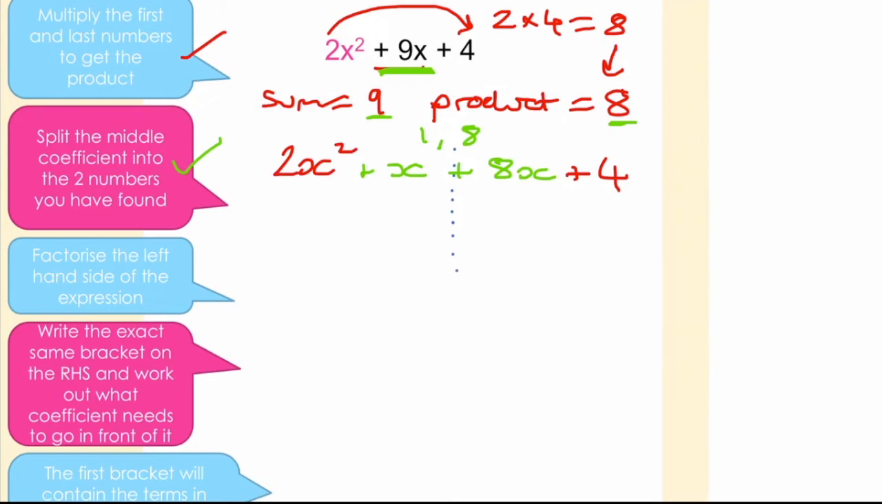Now what can I take out of 2x squared and x? We can only take out x. So we take that out of our brackets and we work out what we've got left. X times 2x will give me 2x squared, and x times 1, and that's a positive 1, will give me x. You can double check that if you need to. X times 2x gives you 2x squared, x times 1 gives you plus x. Okay, so we've done that bit there.